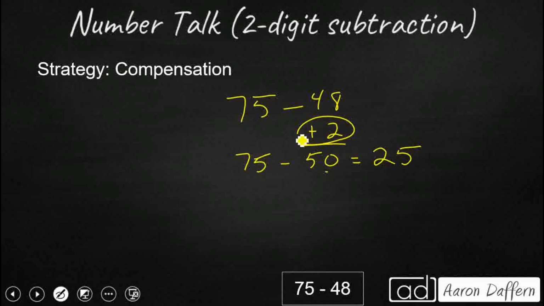But then remember, we took 2 more away than we needed to. We should have subtracted 48. Instead, we subtracted 50, which means we raised our subtrahend by 2. We took away 2 extra. I've got to give that 2 back. So you actually add that 2 back in there, and you've got a 27, back to where our difference should be.